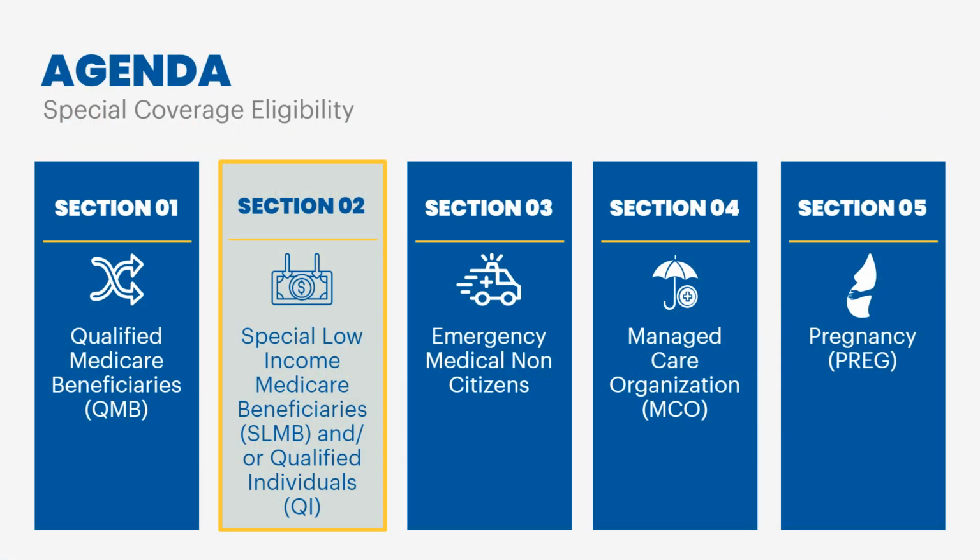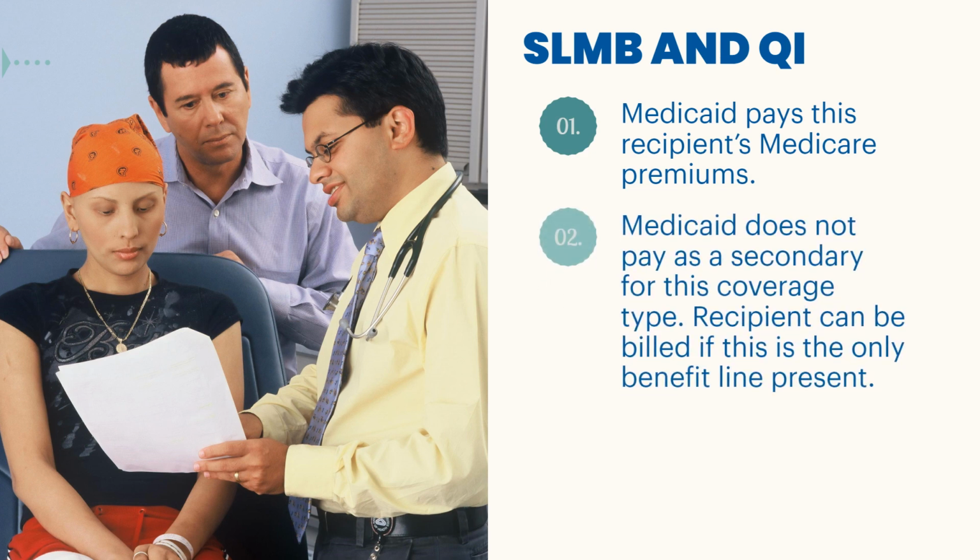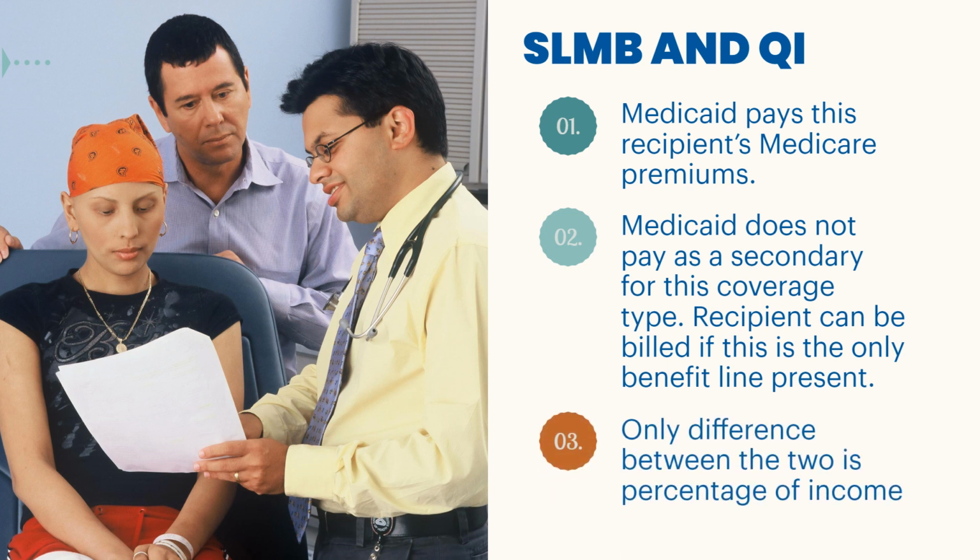Section 2 will provide an overview of special low-income Medicare beneficiaries, SLMB, and/or qualified individuals, QI. For these two special coverages, Medicaid pays the recipient's Medicare premiums. Medicaid does not pay as a secondary for this coverage type. The recipient may only be billed if this is the only benefit line present. The difference between SLMB and QI is the percentage of income.